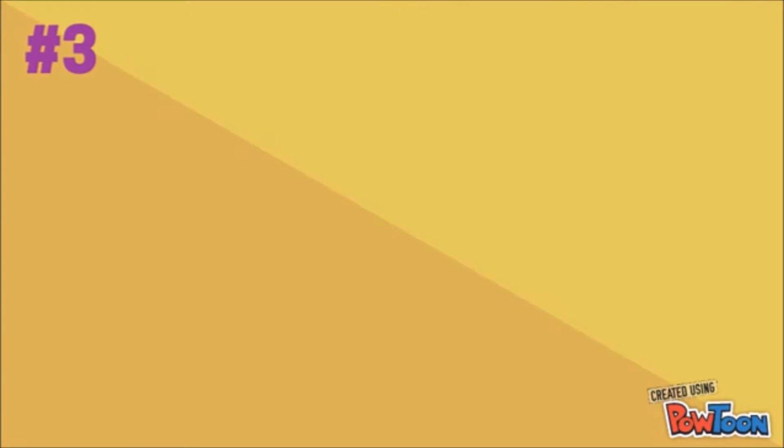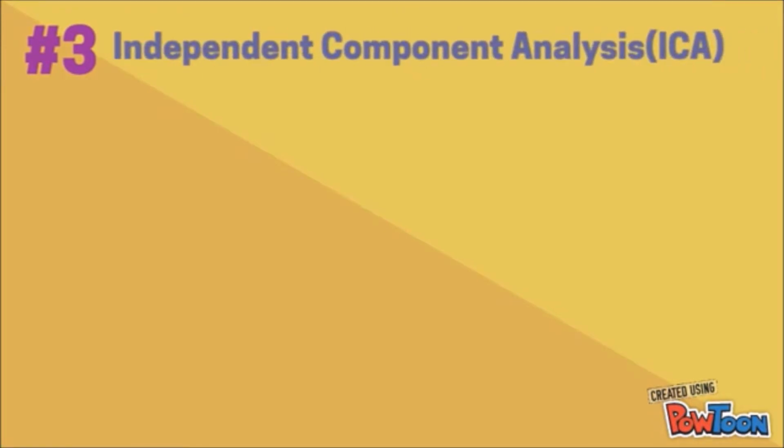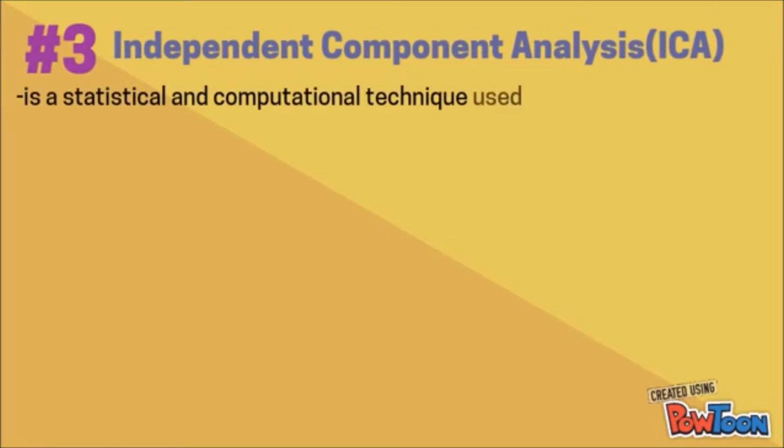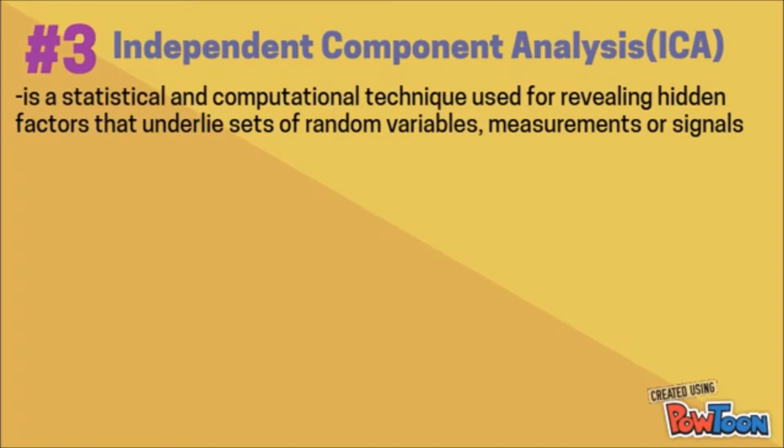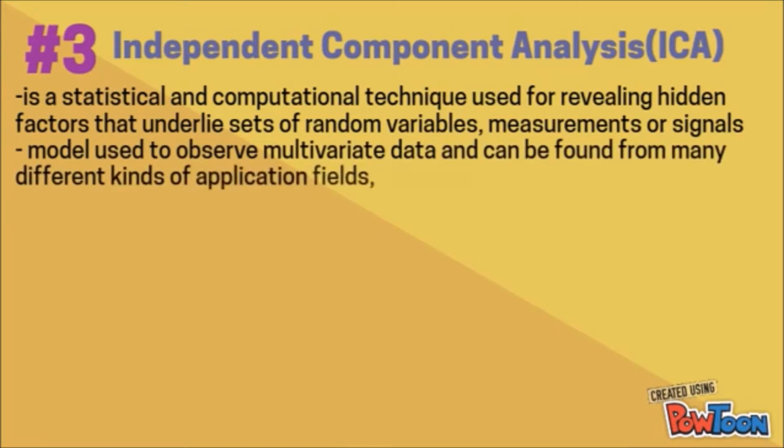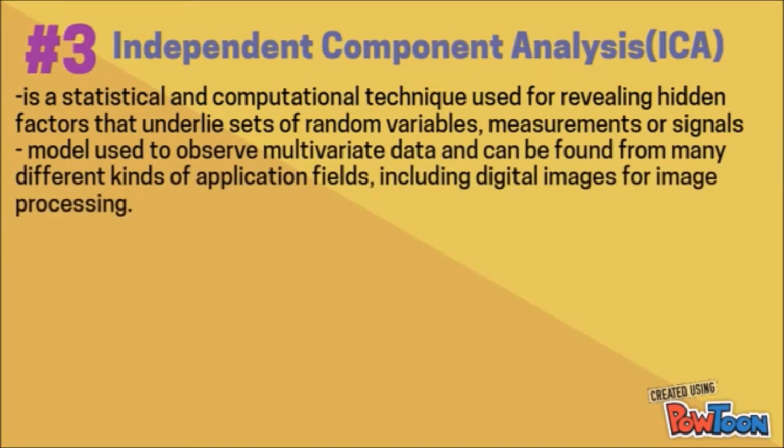Last we will discuss independent component analysis, ICA. ICA is a statistical and computational technique used for revealing hidden factors that underlie sets of random variables, measurements or signals. ICA is a model used to observe multivariate data and can be found in many different kinds of application fields, including digital images for image processing.